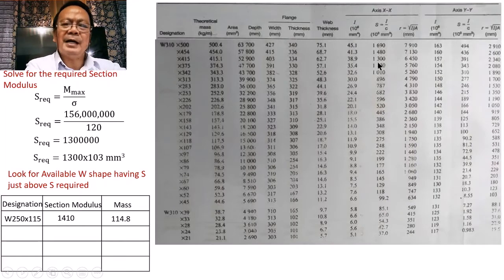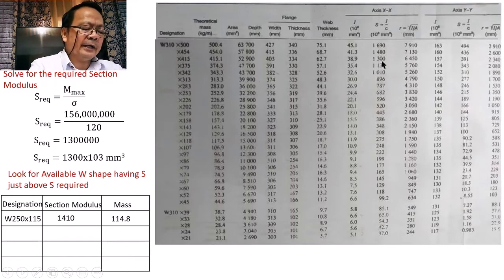Sa makatuwid, inaasahan natin na yung required section modulus ay higit na mas malaki sa 1,300 kasi nga meron pang weight yung beam na bibit-bitin na kanyang sarili. Di ba? So, yung weight ng beam will also add kay certain amount of section modulus required. Kaya itong kay 1,300 dito, definitely masisira din yung ating material. Kaya hindi natin dapat i-consider.